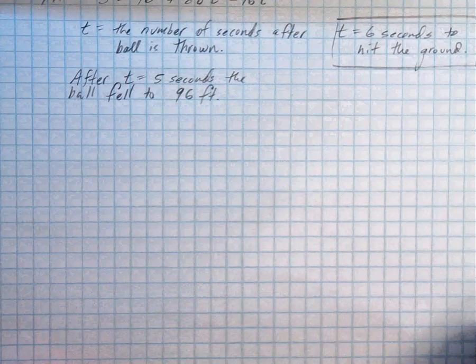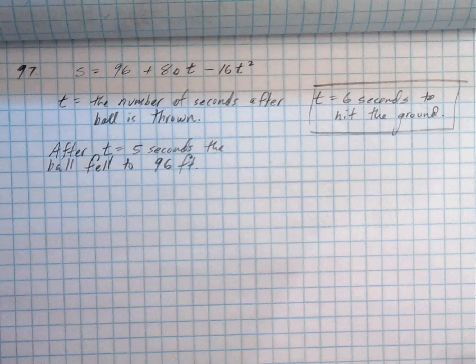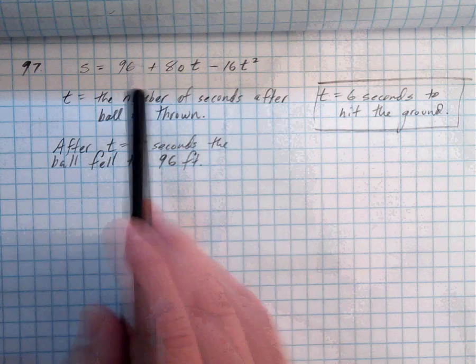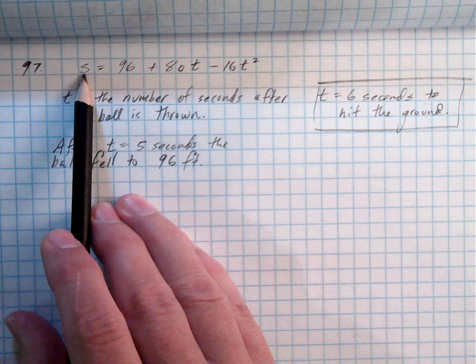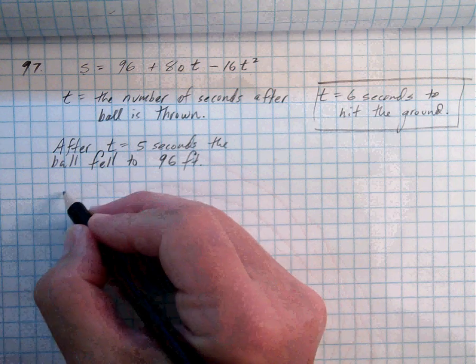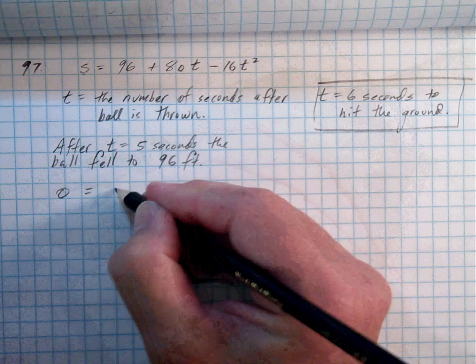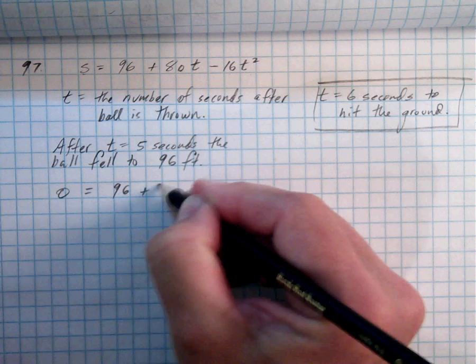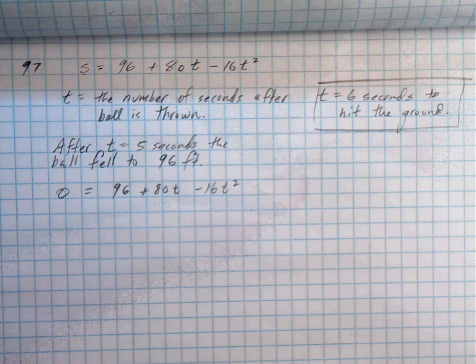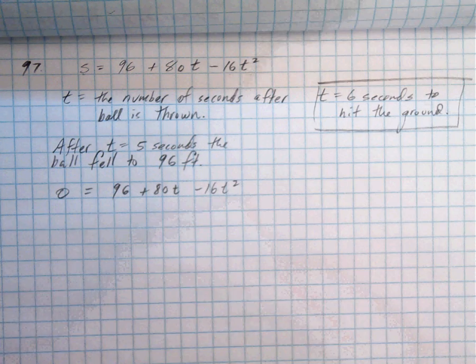Alright, so how would I solve this by hand? Well, the first one, I'm interested in when does it hit the ground. Well, it hits the ground when the s is 0. Remember, s is the height above the ground. So I would just replace s with 0. So it would be 0 equals 96 plus 80t minus 16t squared. And then I need to solve this equation.